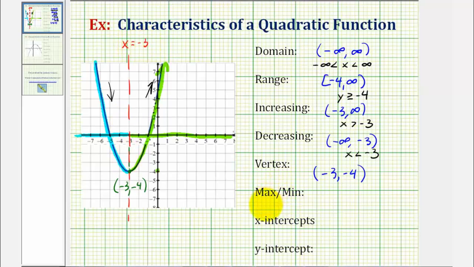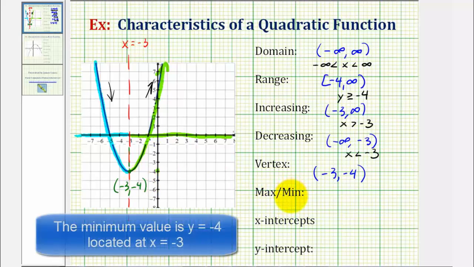Next, we're asked to find the maximum or minimum function value, and because this parabola opens up, we are going to have a minimum value which would occur at this low point, and the minimum value is actually the y-coordinate of the vertex. So the minimum value is y equals -4.